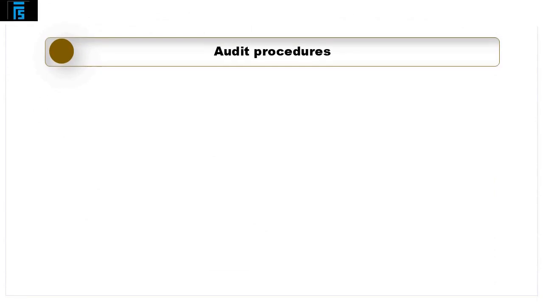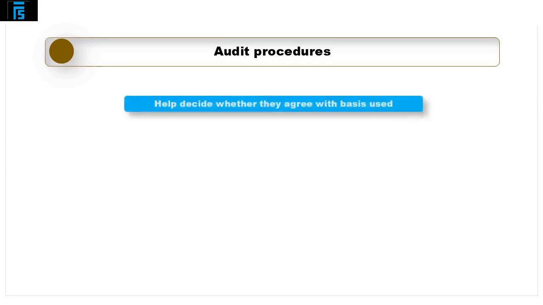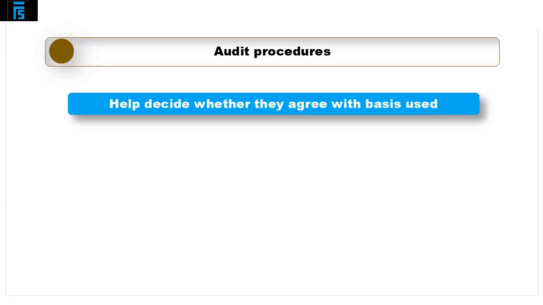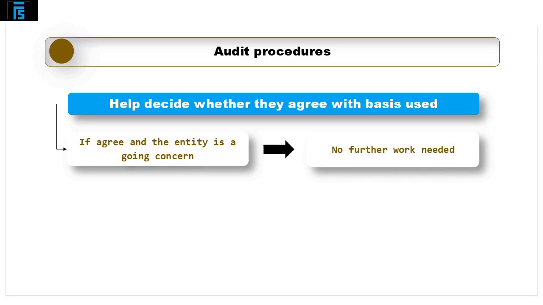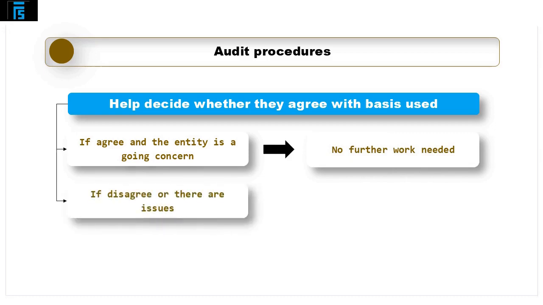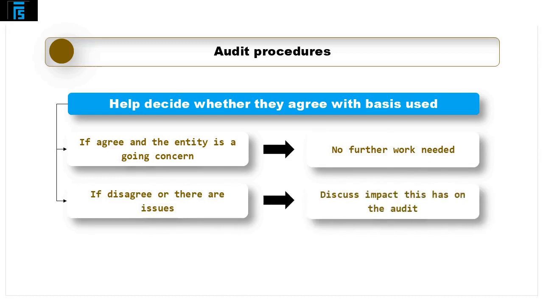Audit procedures such as these mentioned will assist the auditor in gathering evidence to decide whether they agree with the going concern basis used. If in agreement with the client and the entity is a going concern, there is no further work needed. If there are issues or the auditor disagrees with the basis used in preparing the financial statements, then the auditor must discuss this with the client and advise what will happen next.